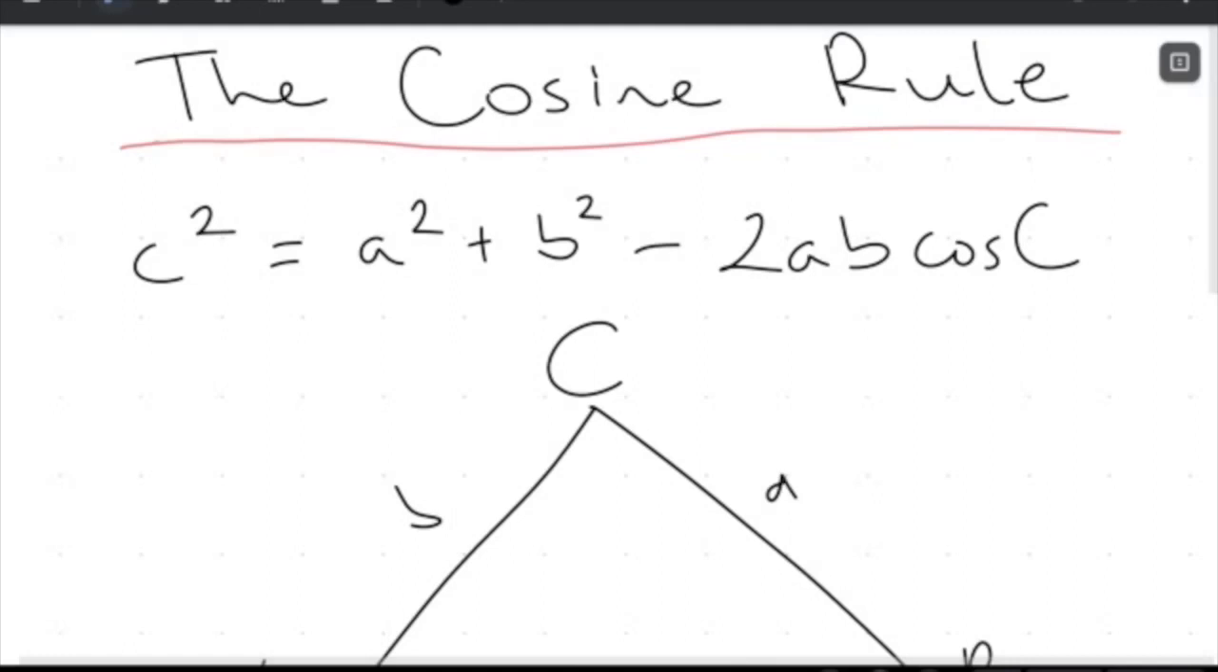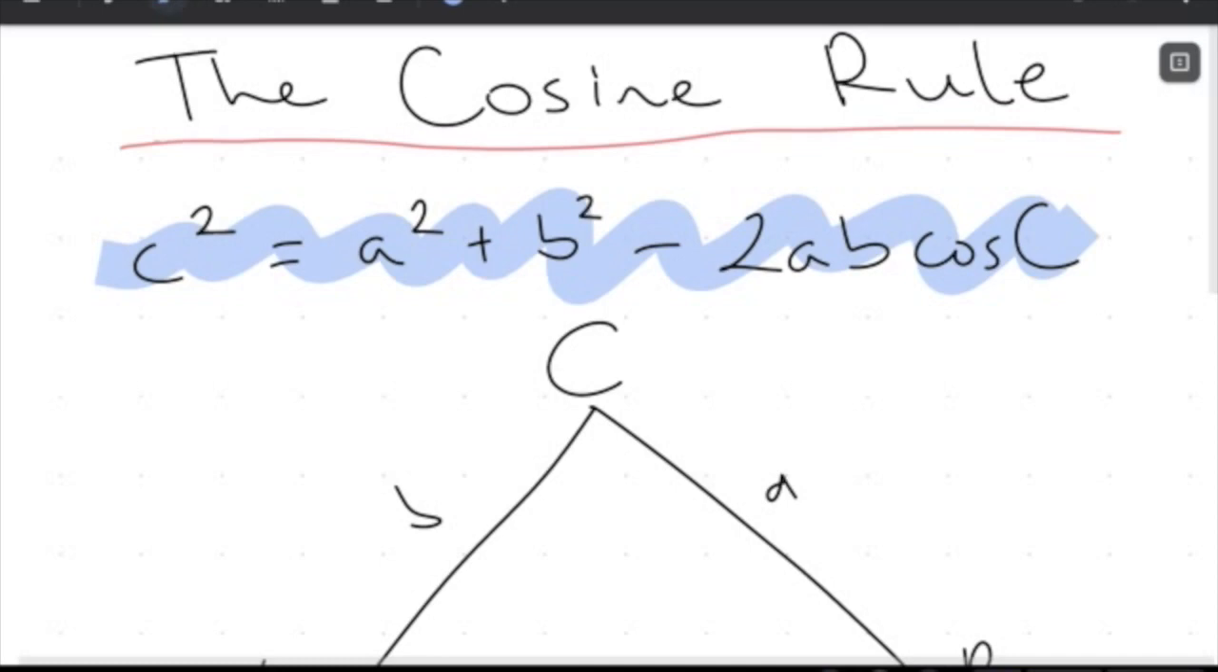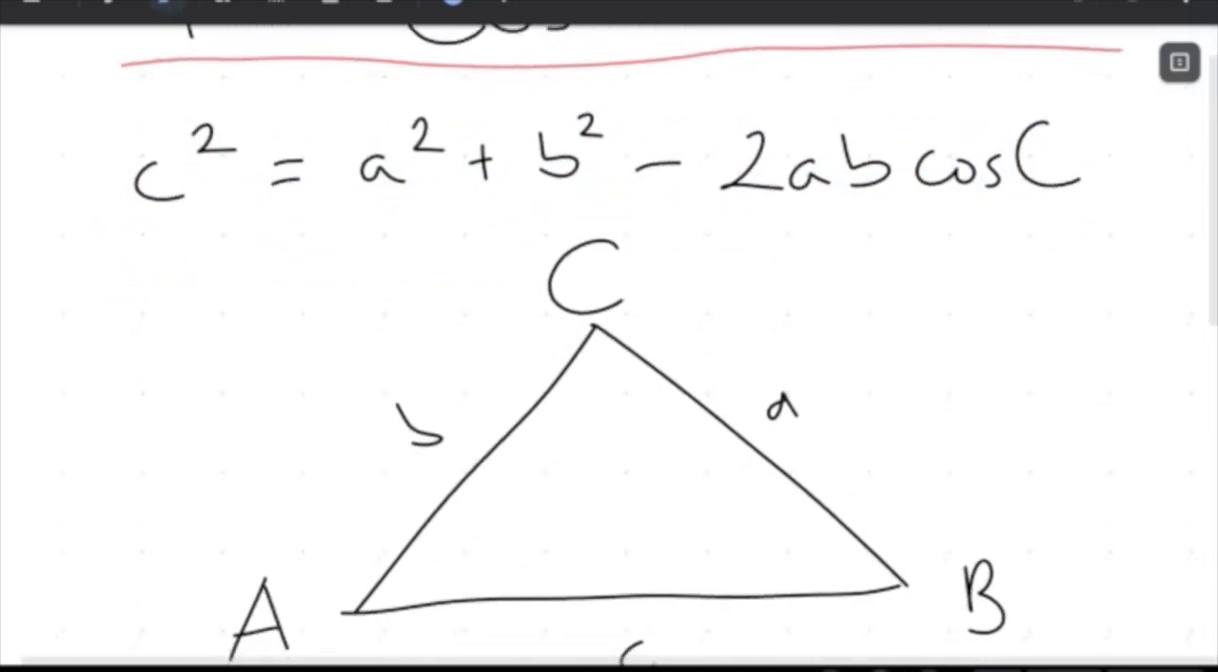We're looking at the cosine rule in this video, going on with some more non-right angle trig. Now, in this video, we're just going to introduce this rule here. So this is the one I've written down here. This is that one side, c squared, equals a squared plus b squared, so the other two sides squared.